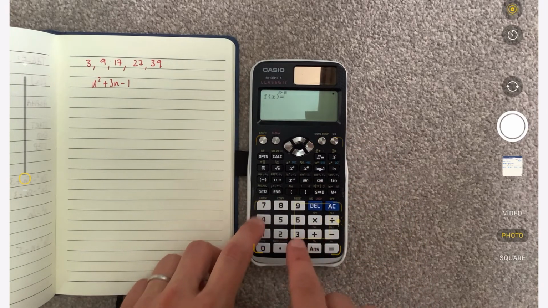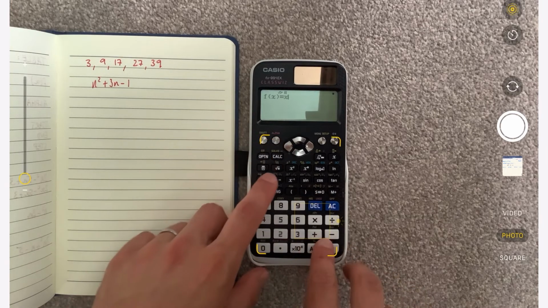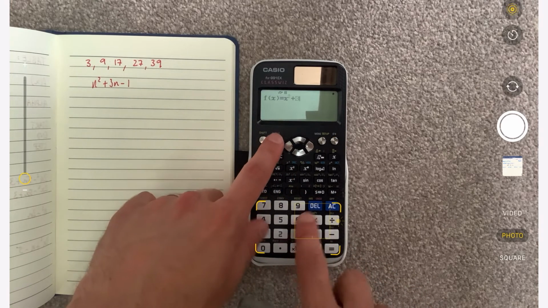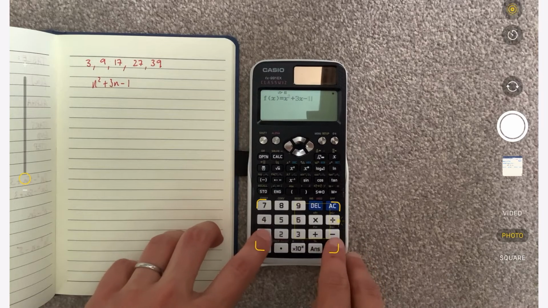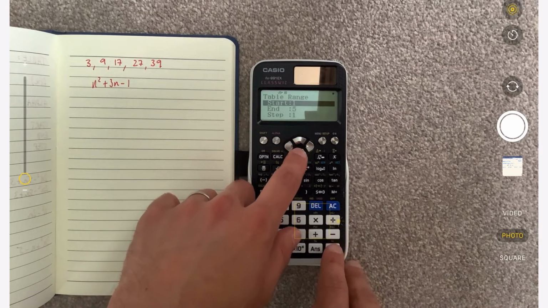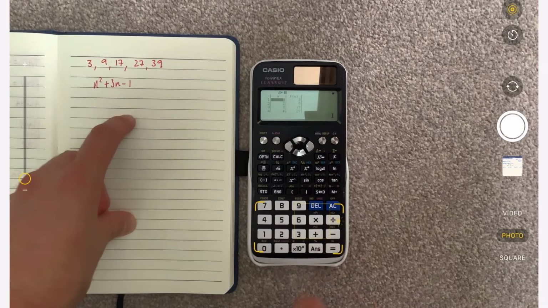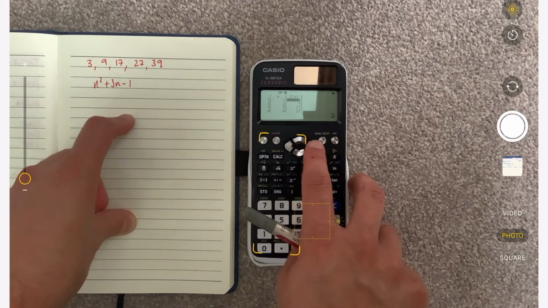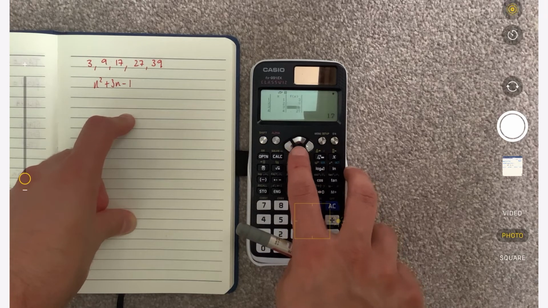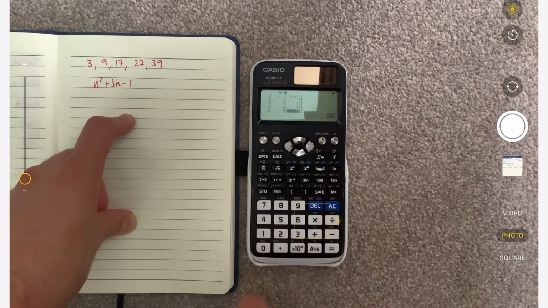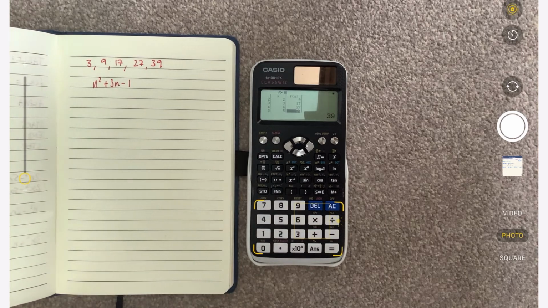And I'm going to type in x squared plus 3x minus 1. I'll happily do it between 1 and 5, going up in 1. And if we get 3, 9, 17, 27, 39, we've done it right. So we've definitely done this one right.